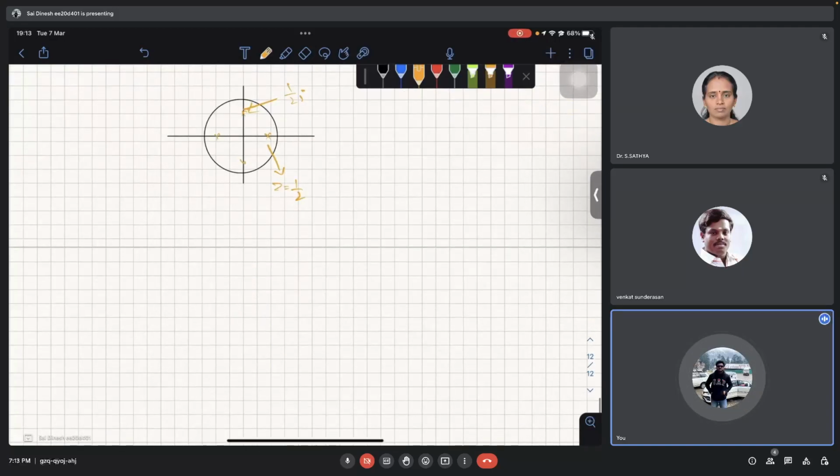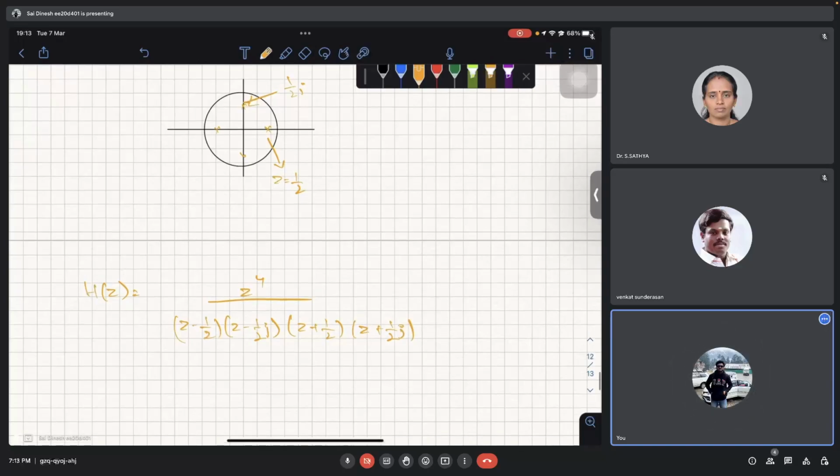So now the new h of z will be z power 4 by z minus 1 by 2, z minus 1 by 2j, z plus 1 by 2, z plus 1 by 2j. Clear?